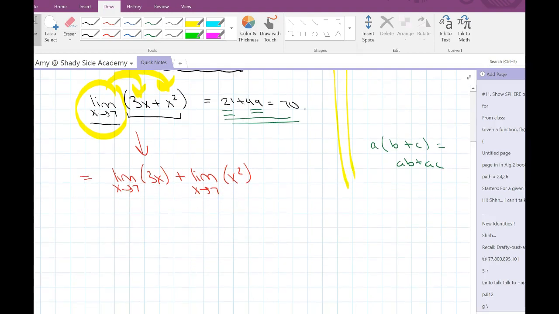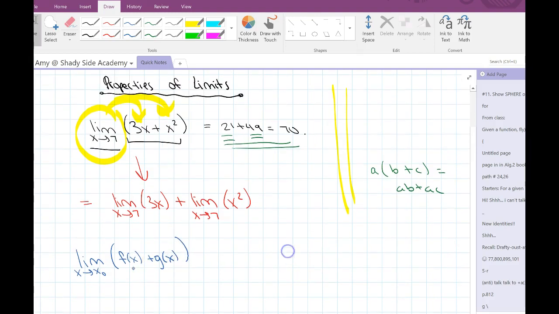You will often see this property of limits written in general form as this. The limit as x approaches x naught, and x naught could be 7, x naught could be infinity, x naught could be whatever, okay? If you're taking the limit of a sum of functions, so all we're doing here is saying that there is a sum, f of x plus g of x, where f of x is 3x and maybe g of x is x squared. This is equivalent to the limit as x approaches x naught of f of x added to the limit as x approaches x naught of g of x, okay? And since addition and subtraction are the same thing, I'm going to add something here: the limit of a sum or the limit of a difference is equal to a sum or difference of limits, all right?